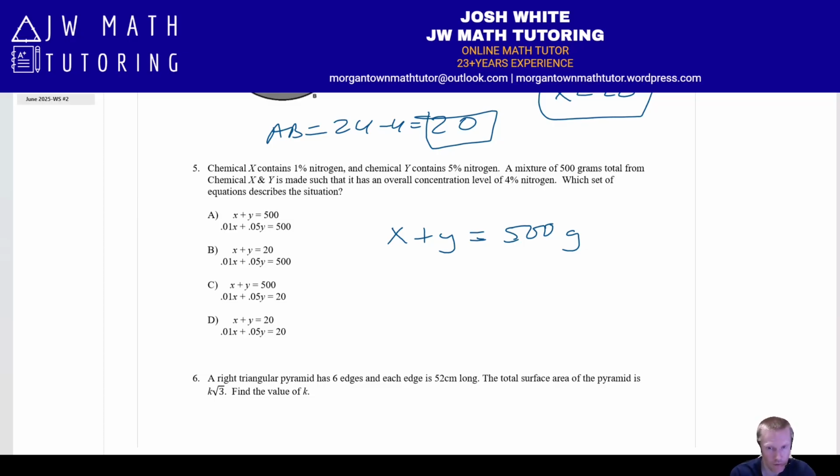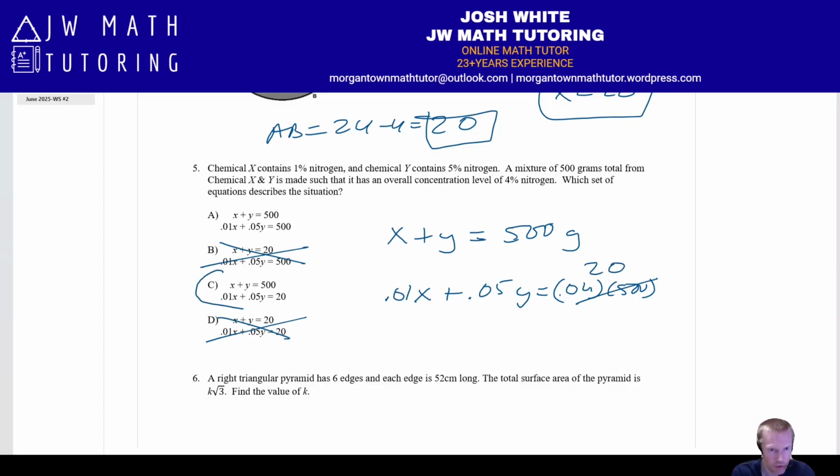So just starting off, x plus y equals 500 should be the first one. So get rid of this, get rid of that. And then the second equation is basically amount of nitrogen. So that's going to be 1% of the total amount of chemical X and 5% of the total amount of chemical Y. Together, we want 4% of the 500-gram mixture to be nitrogen, and 0.04 times 500 is just going to work out to be 20. So the correct answer for this one is going to be letter C.